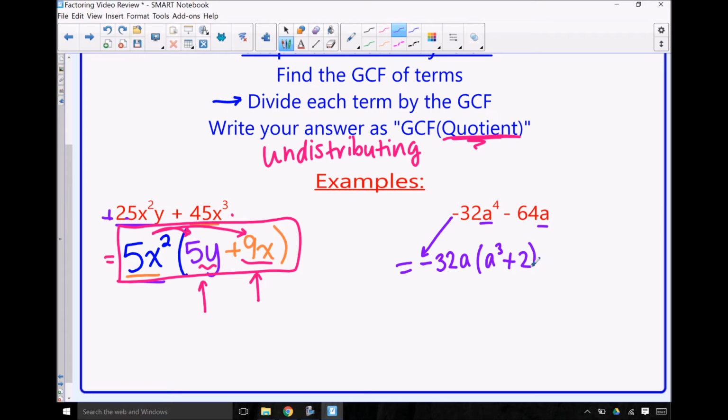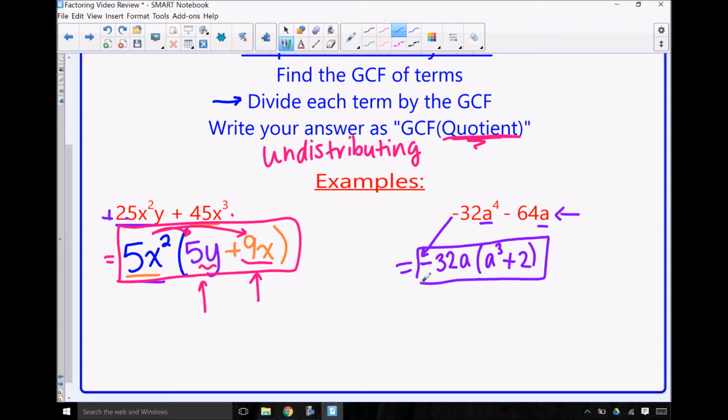How do I know I did it right? Well, first of all, there's nothing in common with this term and this term, so I know that that's correct. Second of all, when I actually go through and I distribute this through, I do end up getting this as my answer right here, so I know that I did it correctly. So this is my final answer here.